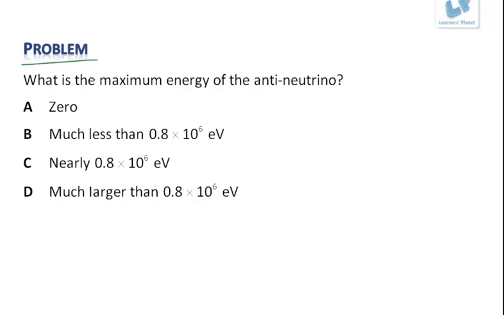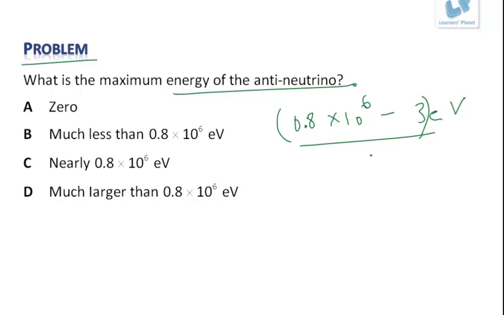Now the next problem based on the passage is, what is the maximum energy of the antineutrino? So the energy that antineutrino can have is 0.8 into 10 to the power 6 minus 3 electron volt. This is the maximum energy that it can have if you assume that the energy of the electron is 0. That means the entire energy, or the Q factor value, is taken up by the antineutrino, and the minimum energy that it can have is 0. So the maximum energy will be nearly this much, that means slightly less than this.